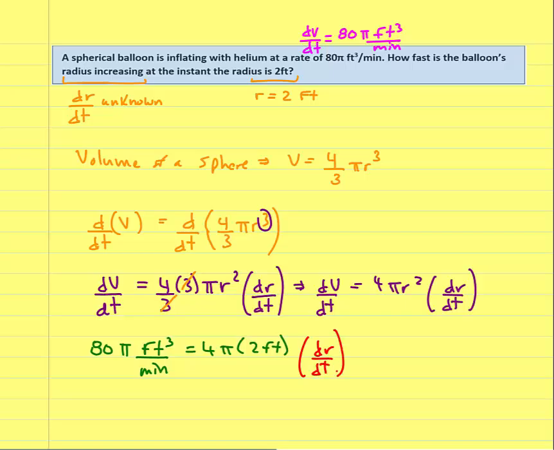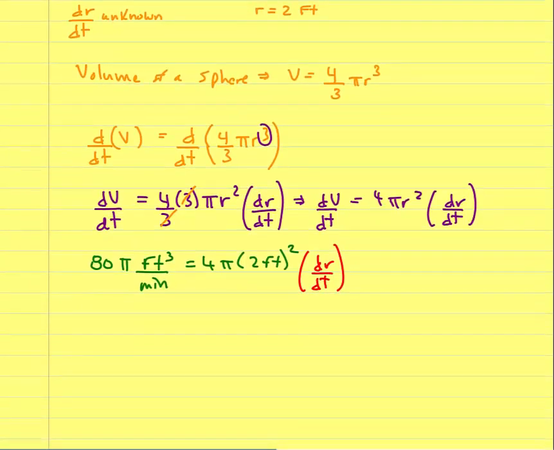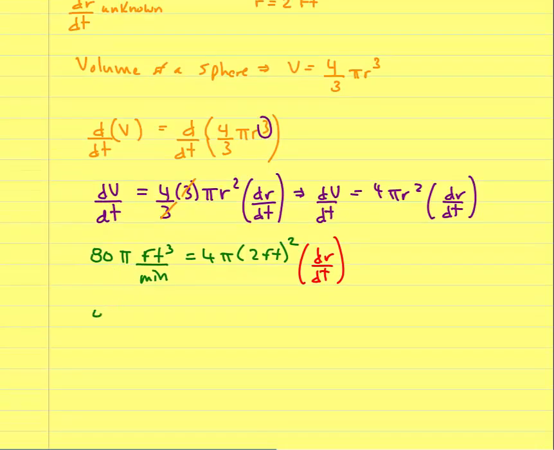I want to know the instantaneous rate the radius is increasing as it's being filled up and the radius hits 2 feet. So one thing I need to make sure I have here, this is radius squared, so let's go ahead and put that squared up here. Okay, so simplifying a bit, we have 80 pi cubic feet per minute equals, so 2 squared is 4, 4 times 4 is 16 pi square feet, and of course dr/dt is what I'm trying to solve for.